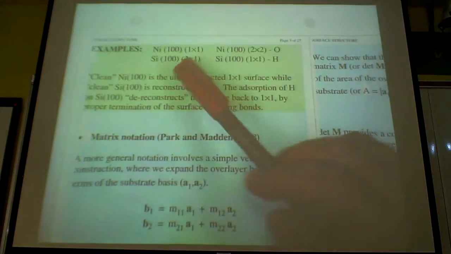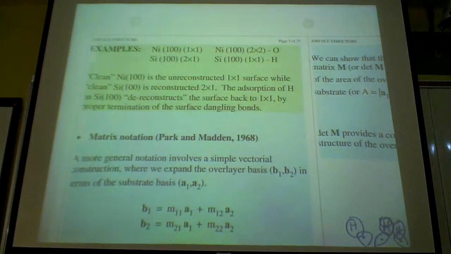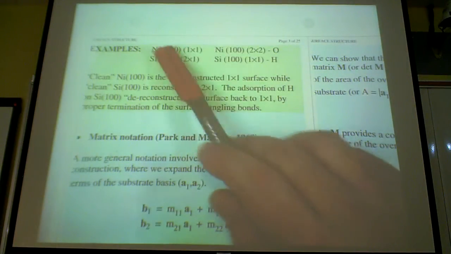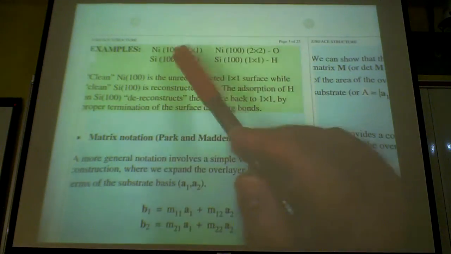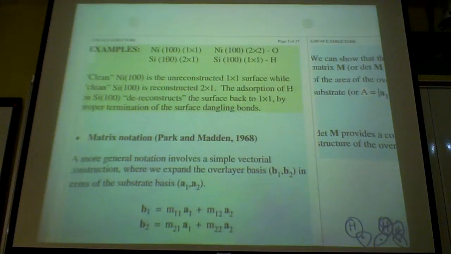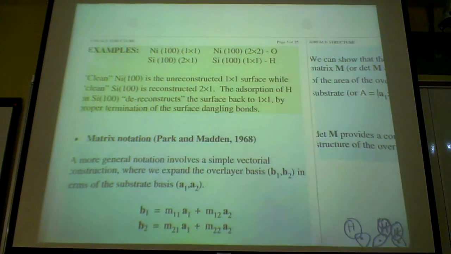So you have nickel 100, 1 by 1. Nickel is a cubic structure, so you would have this 1 by 1. You can always call the substrate 1 by 1. Now, that's a clean surface, and if you put oxygen on top, the oxygen goes on the P2 by 2 site, a primitive 2 by 2. So it has the same arrangement, a square arrangement.